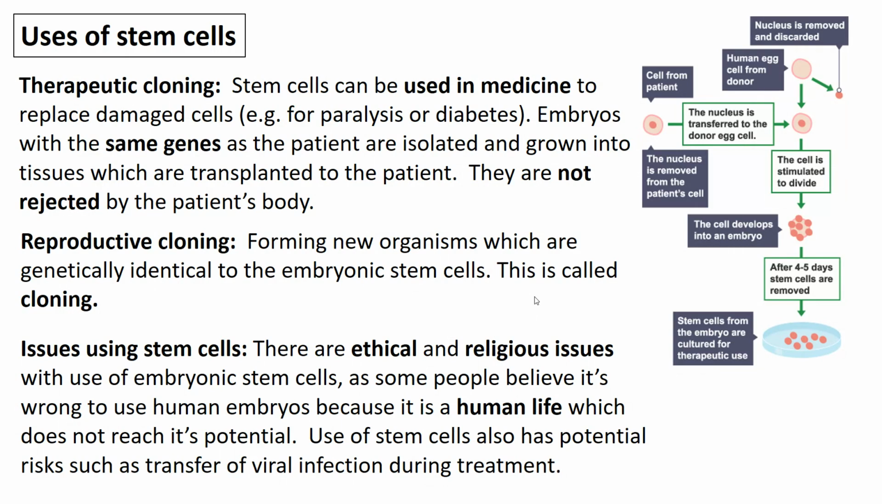You would expect rejection if you had a transplant of a tissue or an organ from a donor that isn't genetically identical to you. They can also be used in reproductive cloning. So if you want to make completely new organisms, that's just called cloning generally, but it's actually reproductive cloning, and you can start at the starting point of the embryonic stem cells.